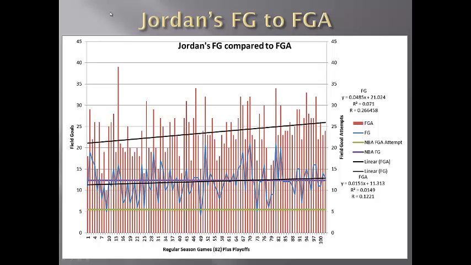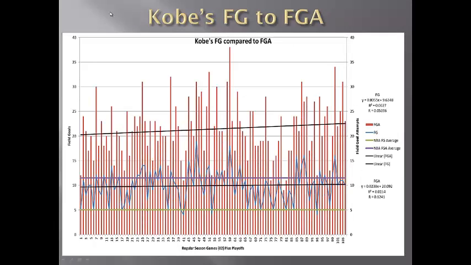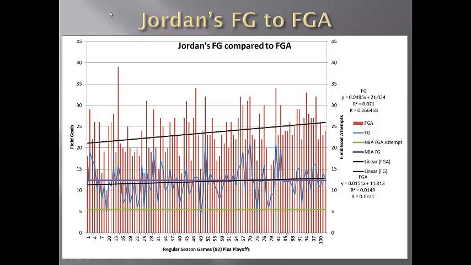For the blue, that's the field goals made. He started above 10 and finished about 13.5, 14 area, whereas Kobe made it just above 10. So Michael's putting up a little better numbers, as you can see, or better field goals made.